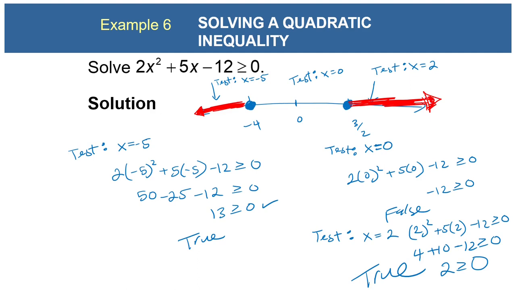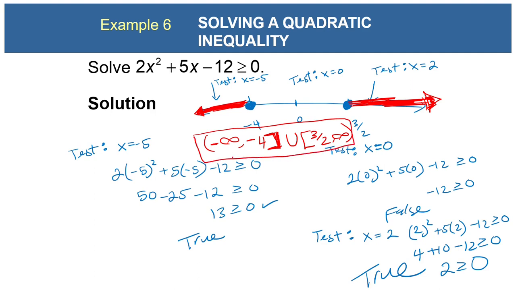And now we could write our solution. Our solution is anything to the left side of negative 4. So that's going to be a parenthesis, negative infinity, negative 4, square bracket. And that's going to be unioned with 3 over 2, and it's going to go to the right forever, so we're going to put infinity. So this is our solution. It's from negative infinity to negative 4, union 3 over 2 to infinity.